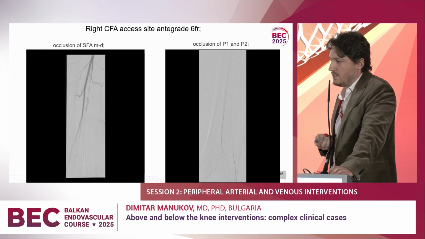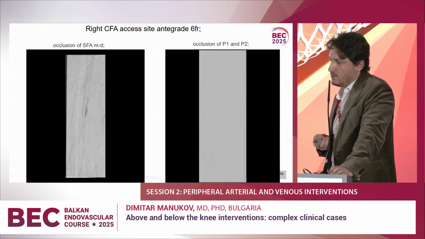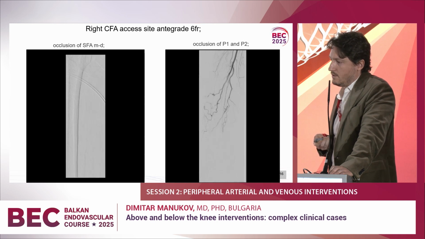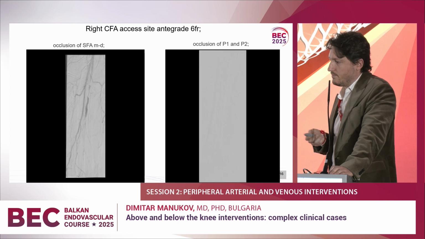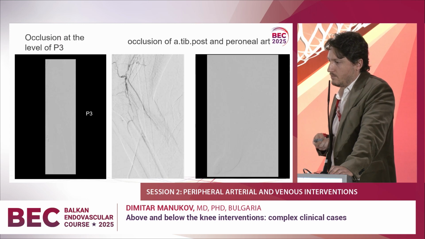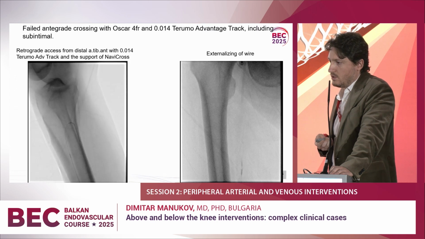SFA, the occlusion in the mid-SFA. Then you will see on the right the collateral filling of the popliteal artery at the level of P2, let's say. And below the knee, you will see occlusion at the level of P3 with occlusion of posterior tibial, just one patent anterior tibial artery, and of course very weak flow on the right to the level of the foot, you will see. So what we tried was antegrade with an Oscar 4 French.